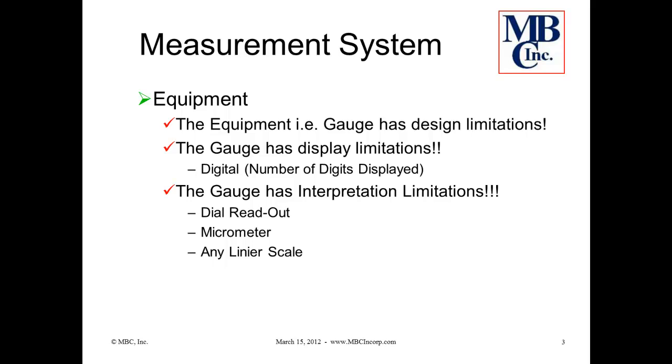Equipment. The equipment, that is the gauge, has design limitations. The gauge has display limitations. For digital gauges, the number of digits displayed is a limitation. The measurement increment of those displays is a limitation, and these are set by the design of the gauge. Gauges also have interpretation limits, especially dial readout, micrometer, any linear scale is subject to interpretation limitations. That is, the operator might attempt to make a determination of what is a value between markings on a scale.